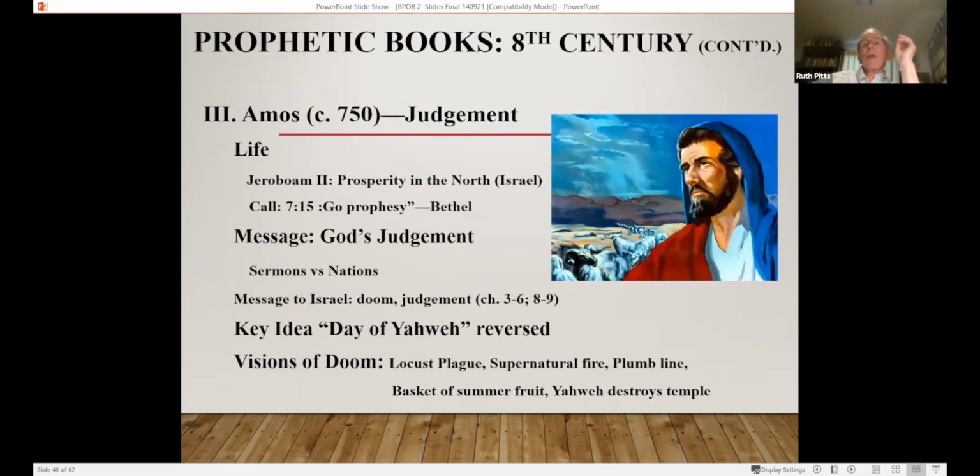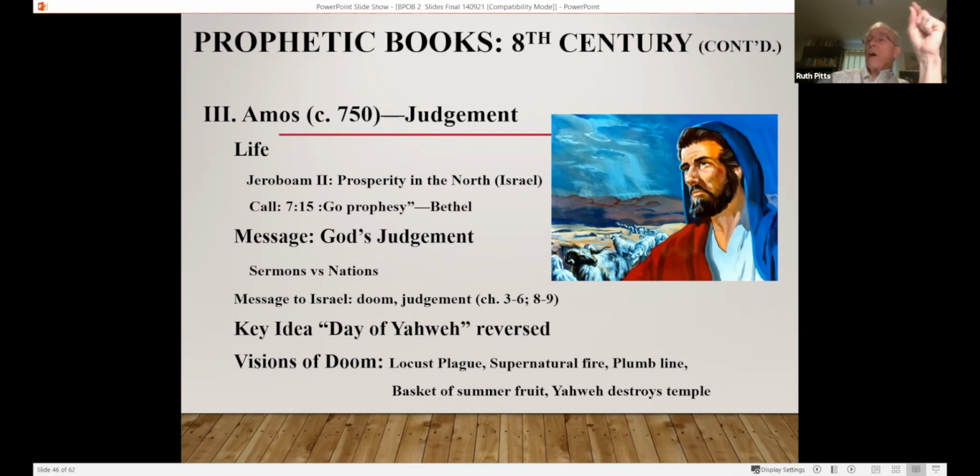Move on. Amos, judgment. His life is in the time of Jeroboam, where there's a lot of prosperity, and he is told to go and prophesy to Jeroboam and to the north. His message is a message of judgment, a judgment against all the nations. And he says, God is going to judge the Ammonites, the Moabites, the Philistines, everybody. And people, he got them on track with him. And then he turned on Israel and said, but above all, God is going to judge Israel.